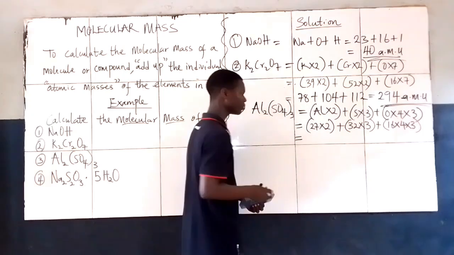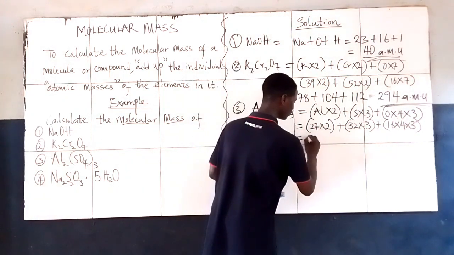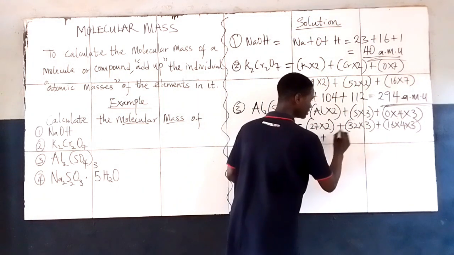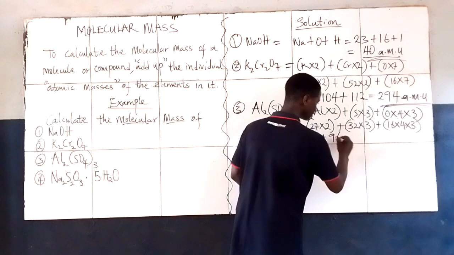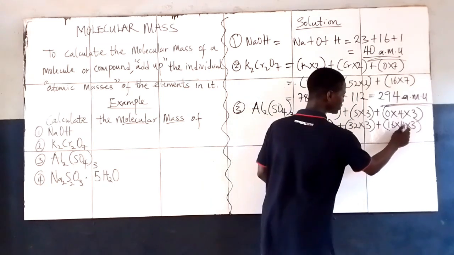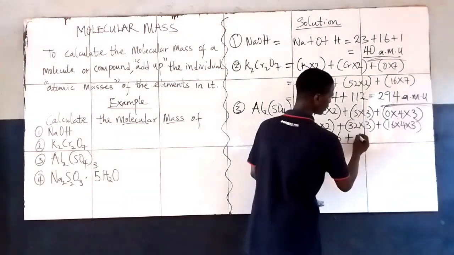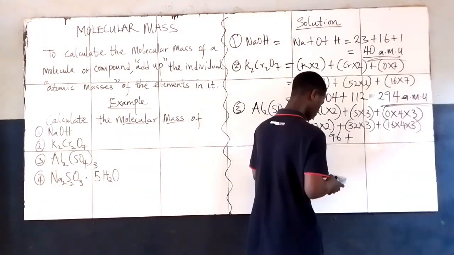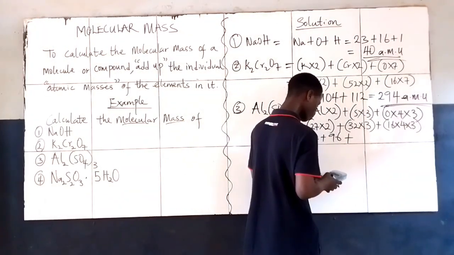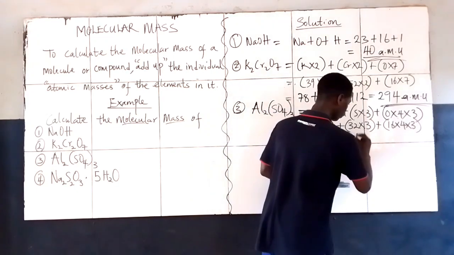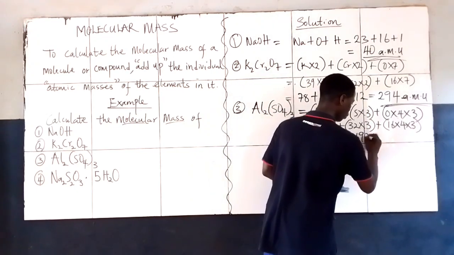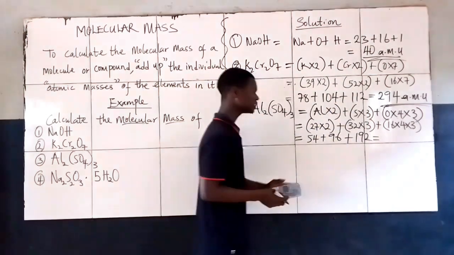Now working this out from here. This times this is 54. Then this times this is 96. Then this times this is 64. 64 times 3 gives you 192. So we add up these 3 now.